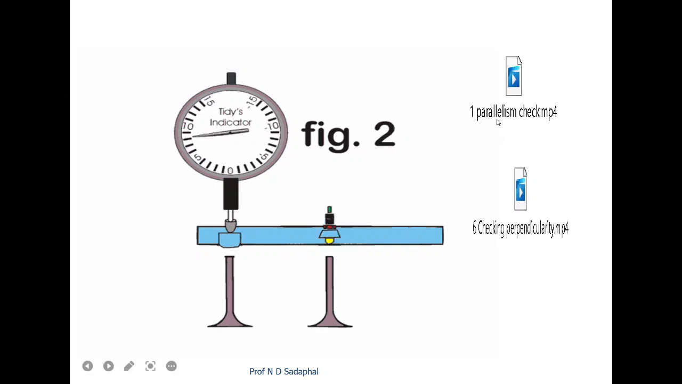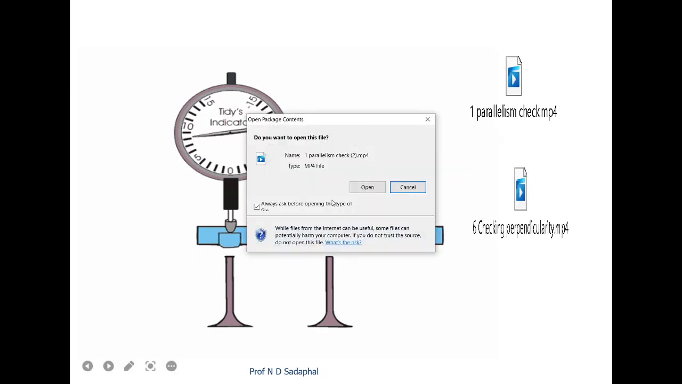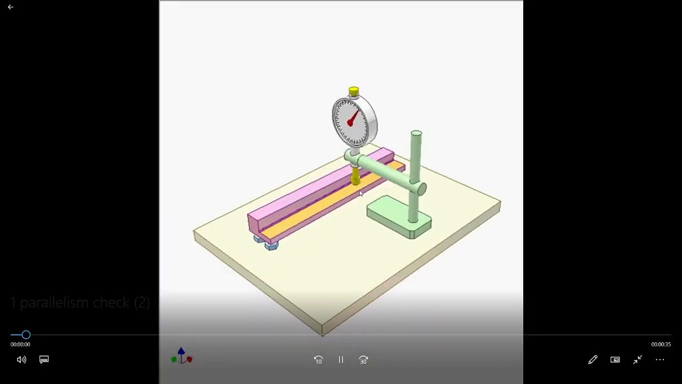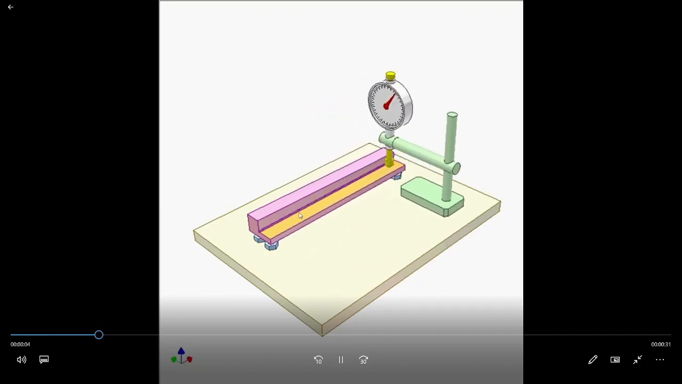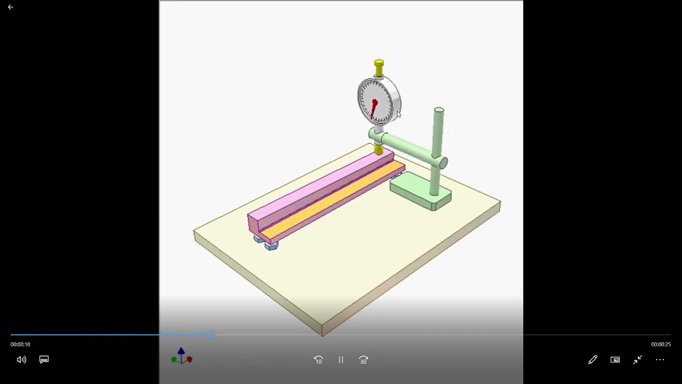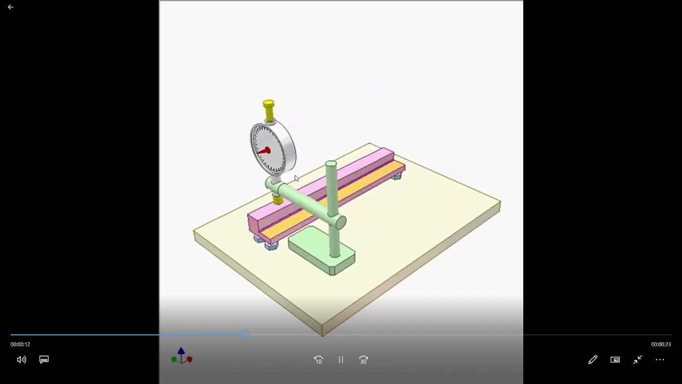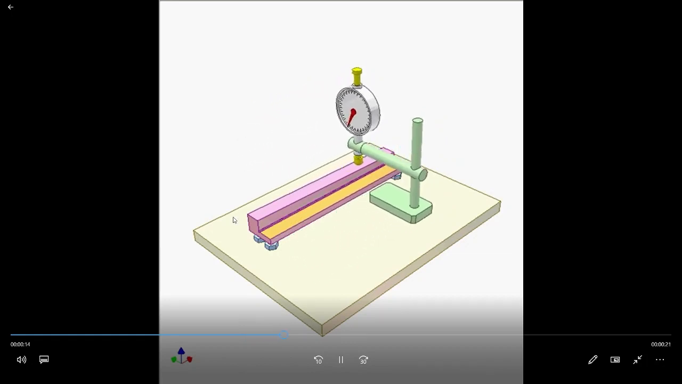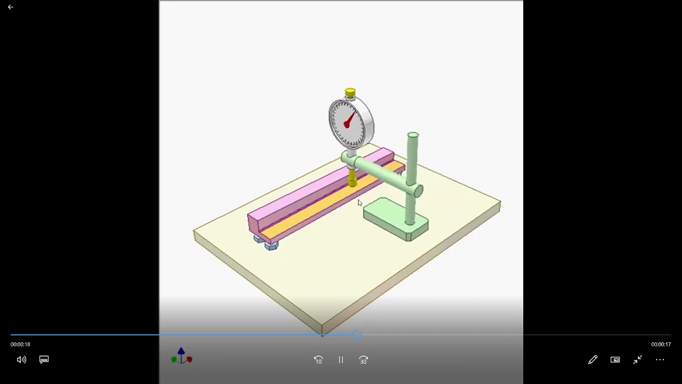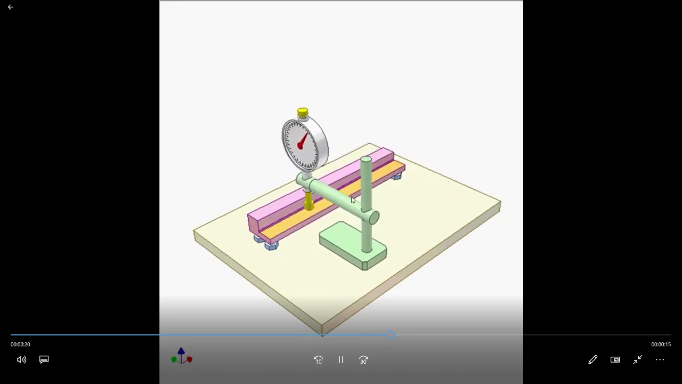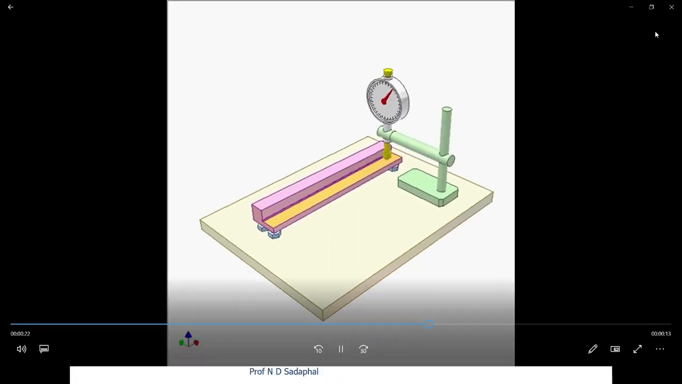So how is it done? Suppose I want to check the parallelism of a surface. How can it be checked? You can see the dial indicator is placed on this flat surface and moved from one end to the other end. If the needle deflects, it indicates that the surface is not parallel. If the needle remains at a particular position, then we can say that your surface is perfectly flat.